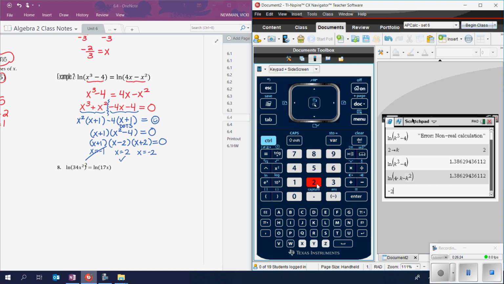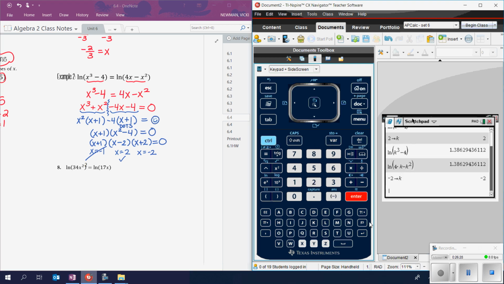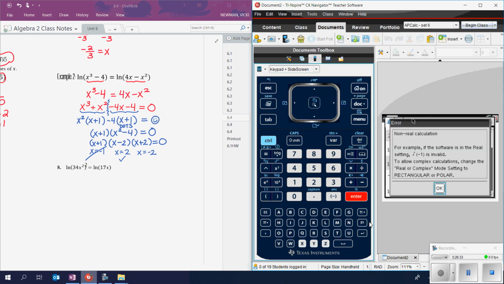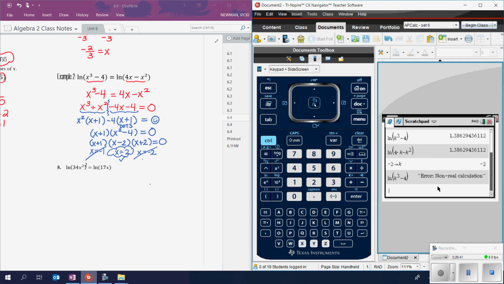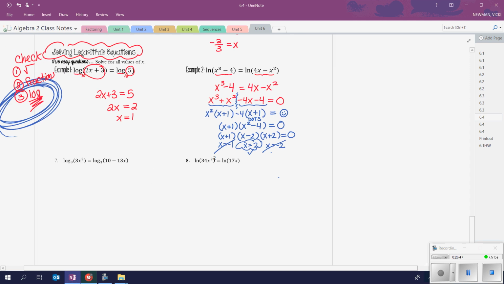Now -2. So -2, store for k. Let's see. It doesn't work because it's giving me an error. So cross that one out. The only answer is x equals 2 for that one. So this is why we have to check logarithmic equations. There can be extraneous roots, so you got to be careful here.